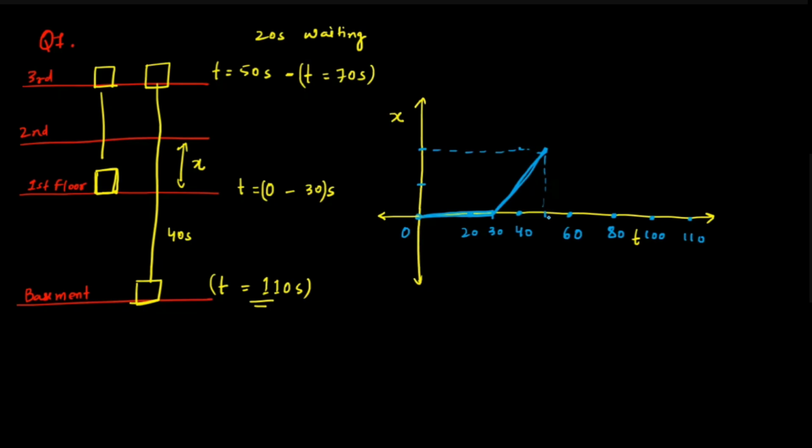Now again it waits for 20 seconds. So from 50 to 70 seconds, again it is going to be a straight line parallel to the time axis because it is at rest. Now after 70 seconds, it moved for 40 seconds going to the basement. So if it is going to the basement, it should be negative x. That is what we have to assume. Upward it should be positive x, downward it should be negative x. So at this particular time, 220 seconds, it should be 20.